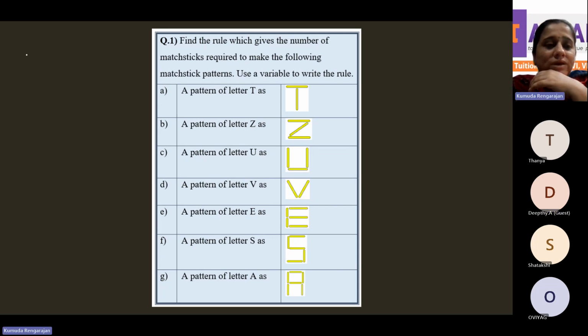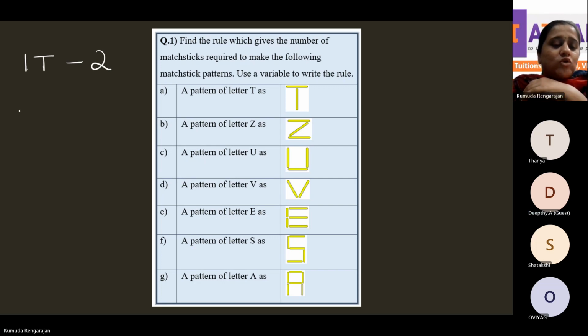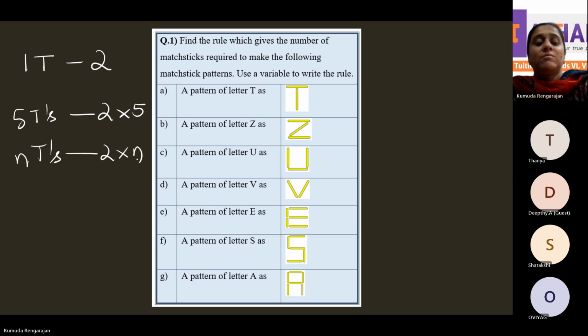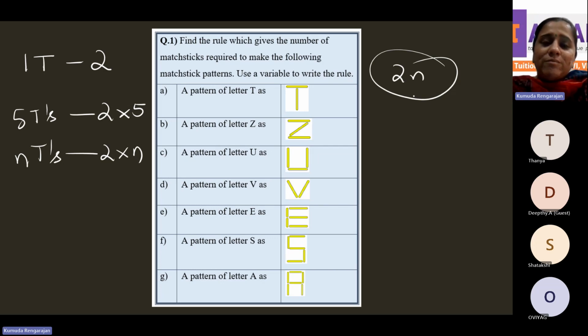So I repeat, to make 1 T, you need 2 sticks. To make 5 T's, you need 2 into 5 sticks. So to make n T's, you need 2 into n matchsticks. Now, what does this rule say? You can use this rule to find the number of matchsticks given the number of T's you want to make.